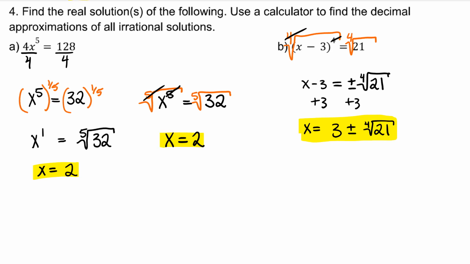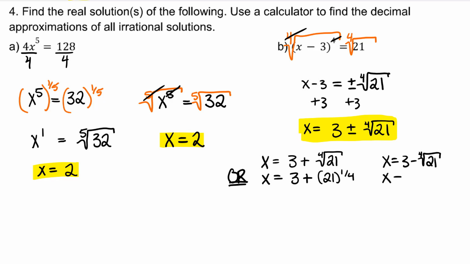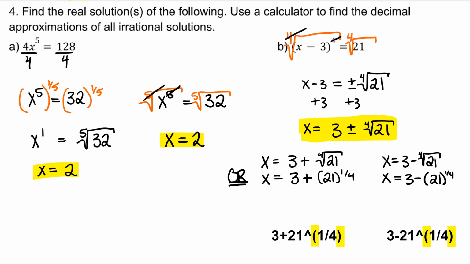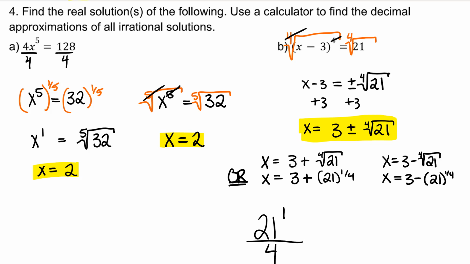Now the directions also asked us to use a calculator to find the decimal approximations of all irrational solutions. To type these into the calculator, you can use a root or you can use a rational exponent. If you used the rational exponent 1 over 4 and your calculator is not in math script, be sure you put parentheses around this whole fraction, otherwise your calculator will interpret it as 21 to the power of 1 divided by 4.